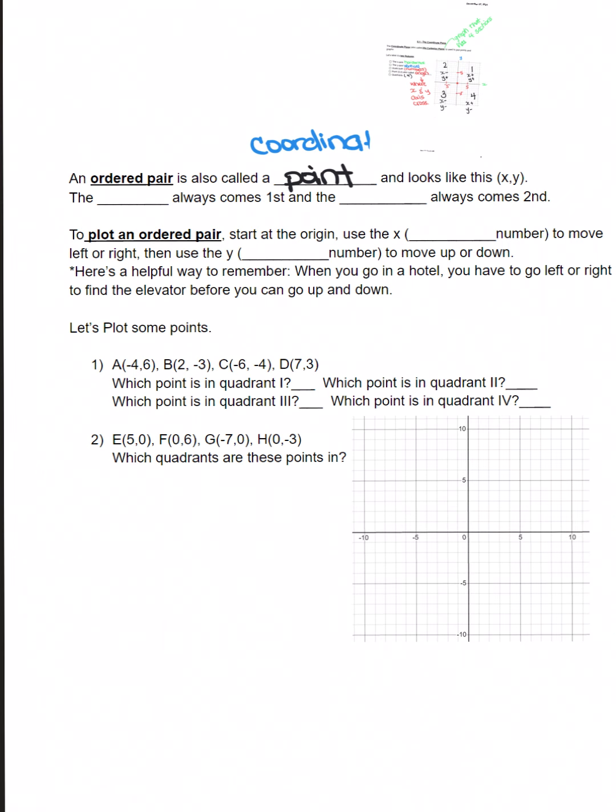And my point or my coordinate always looks like this. It always looks like an X and then a Y. So I would have numbers here. Instead of an X, I could have a number, and instead of a Y, I could have a number. But my X always comes first, and the Y always comes second.